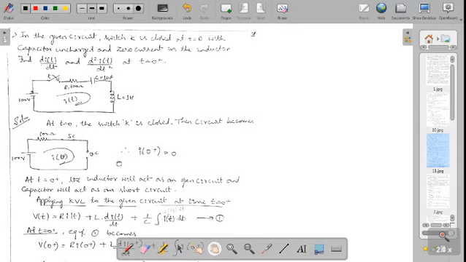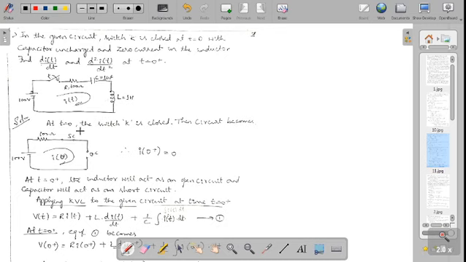They have given you the same circuit. Now they have given you the values, C equals 1 microfarad and L equals 1 Henry. The same thing: what you will be doing, when the switch is closed, what happens to the capacitor?